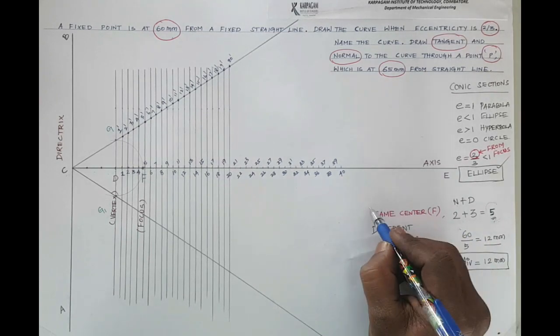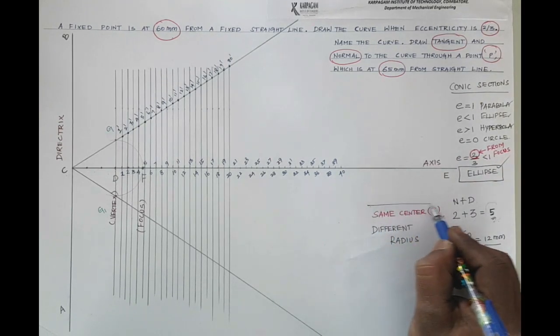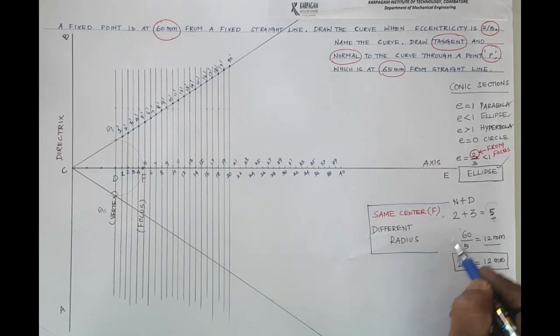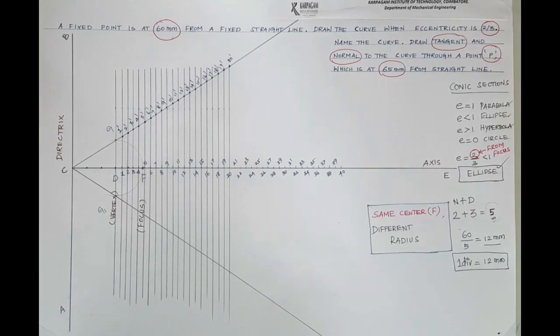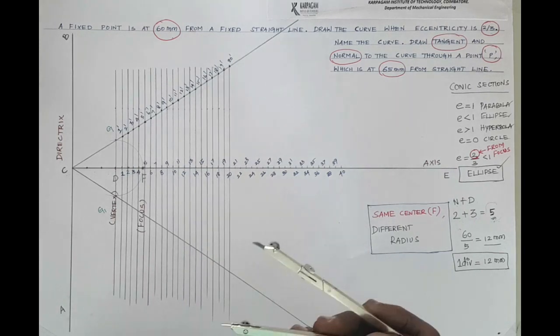What is the clue for drawing conic sections, plane curves, parabola, hyperbola, ellipse? The simple clue is to say center within bracket capital F and different radius. So all I know from the clue is I want to use the center as focus point, but the radius will be different. Okay.